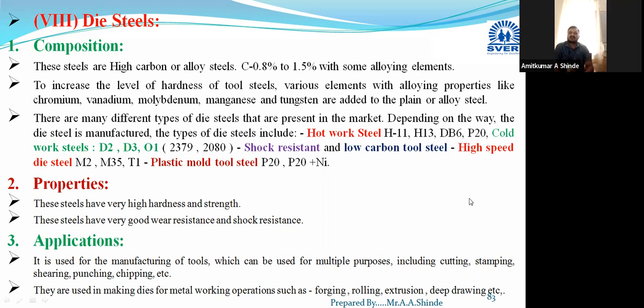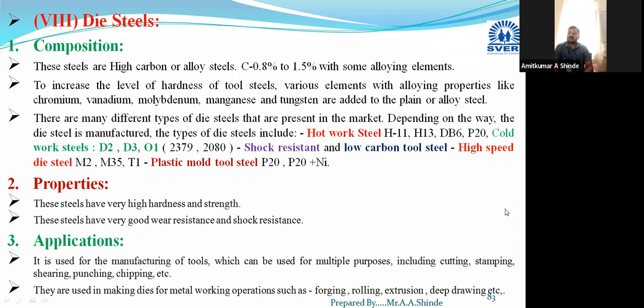These are high carbon steels or alloy steels with carbon percentage 0.8 to 1.5% with addition of some other alloying elements like chromium, vanadium, molybdenum, tungsten, manganese, etc. Due to addition of these other alloying elements, it will get improved hardness and cutting ability along with better wear resistance and abrasion resistance. Now, depending on the way these die steels are manufactured, they are classified into different types.